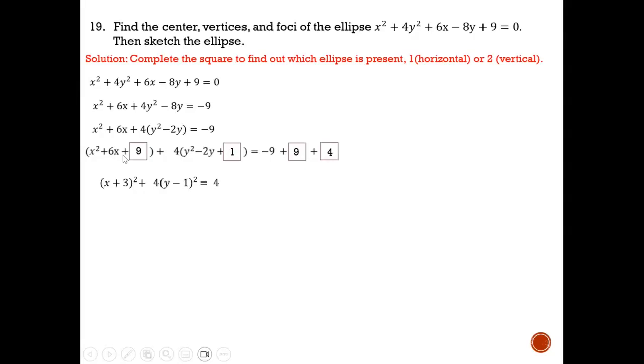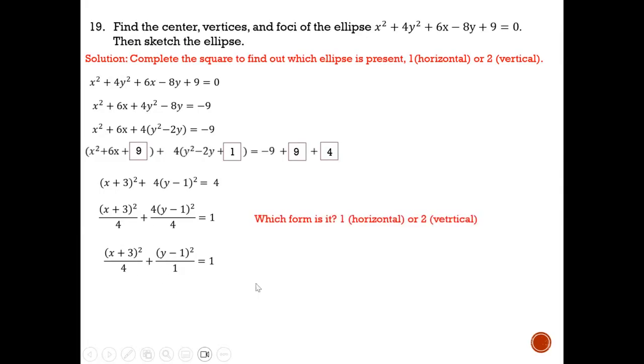So the x squared plus 6x plus 9 is equivalent to x plus 3 squared. And 4 times y squared minus 2y plus 1 is equivalent to 4 times y minus 1 squared. So we have x plus 3 squared plus 4 times y minus 1 squared equals 4. But according to the formula, guys, this has to be a 1. So we divide everything by 4. What's 4 divided by 4? It's going to give us 1. There's my equation now, guys.